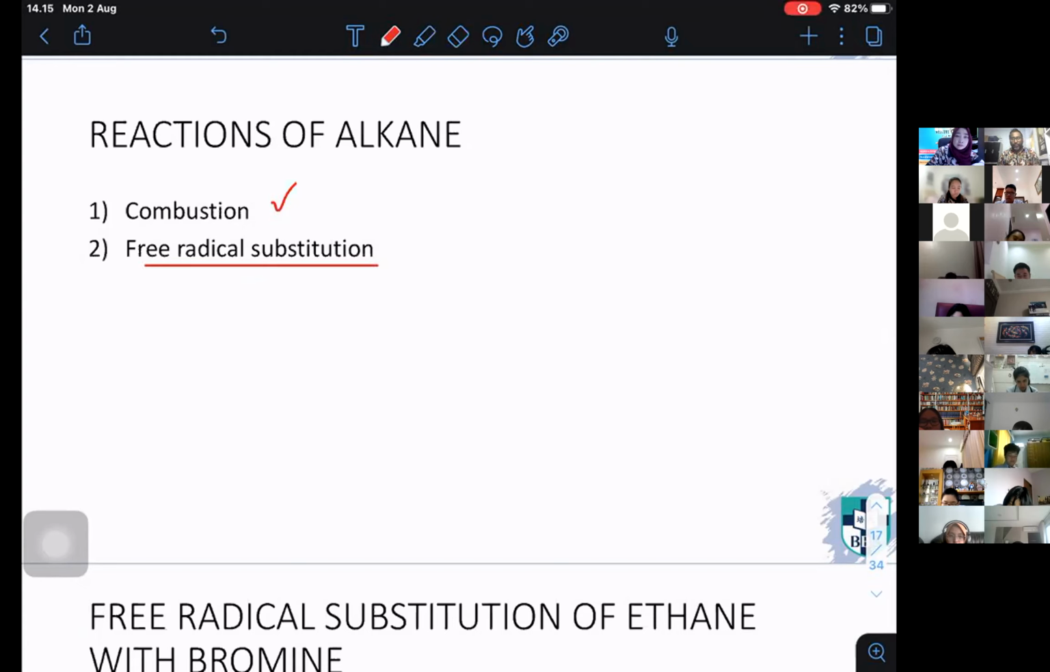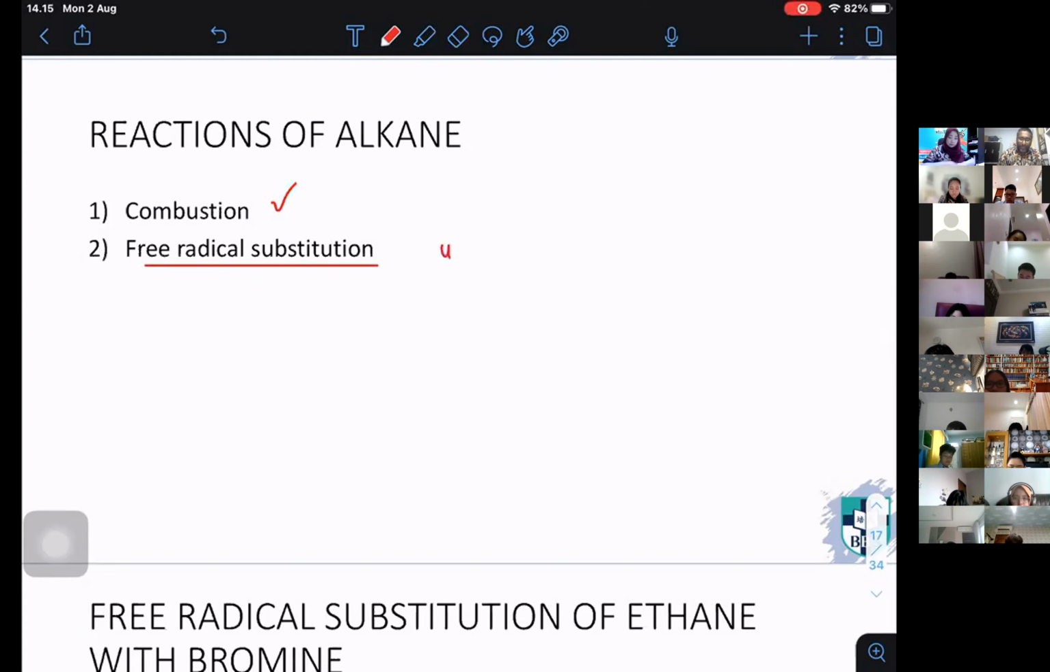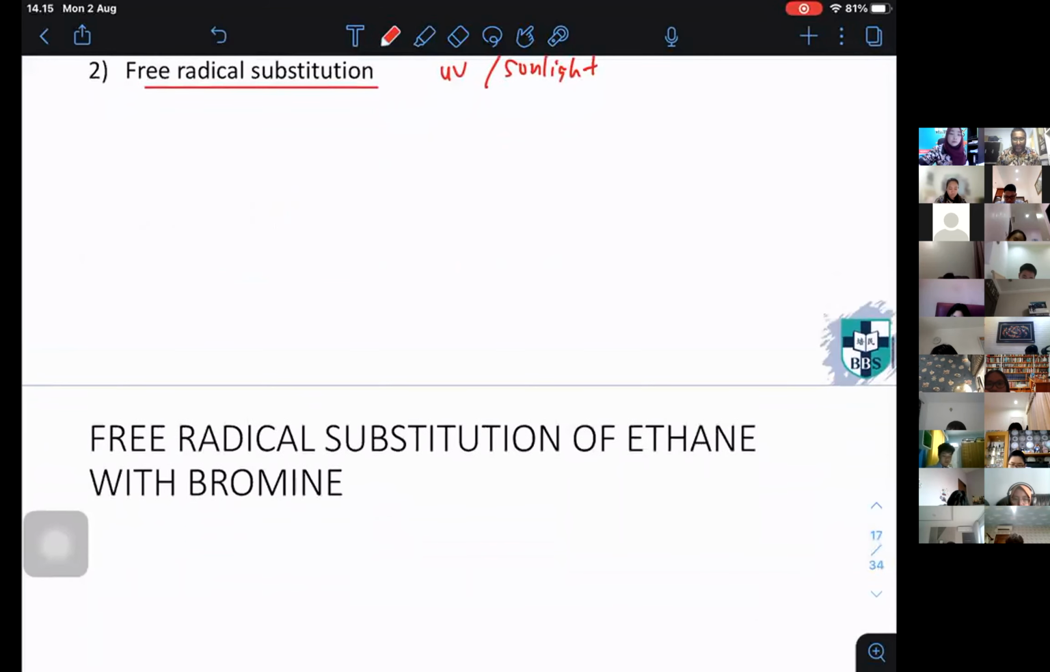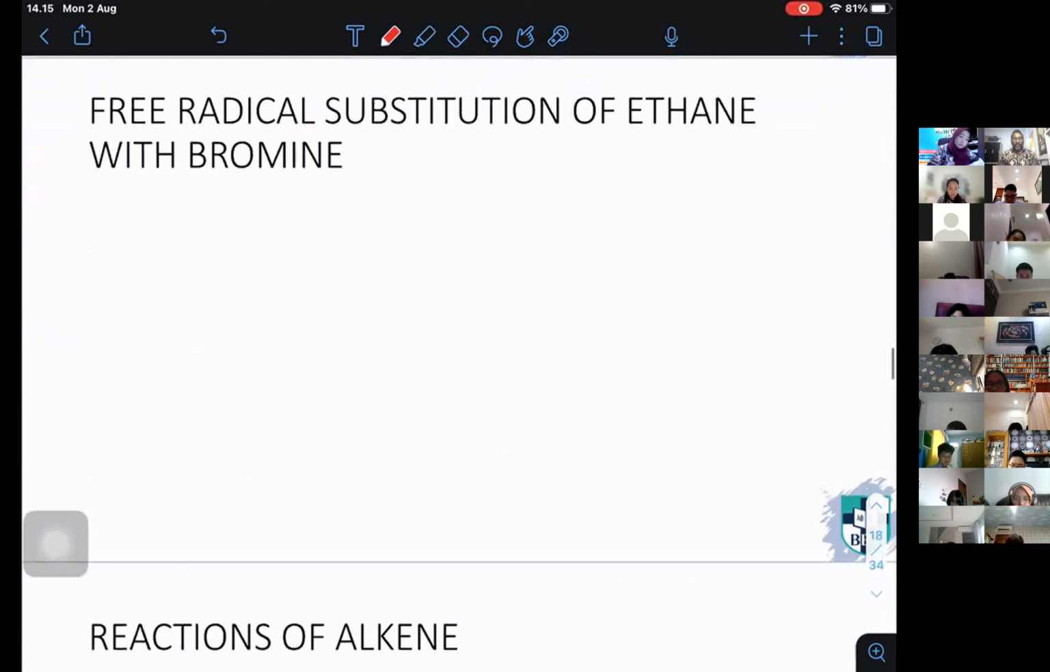Free radical substitution is a slow reaction that will happen only specific for alkane, and it will happen in the presence of UV light, or the presence of sunlight. What is important over here is that you need to know the mechanism of the reaction. So if we look into the mechanism, let's say I want to draw ethane. You have ethane, and I want to react it with bromine over here. So ethane with bromine.